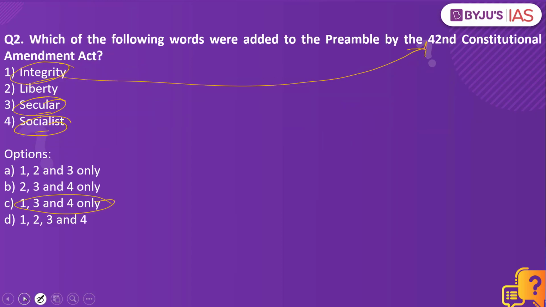Now if you look into the second practice question, what was added in the 42nd Constitutional Amendment? We have integrity, which was added, secular, which was added, and socialist, which was added.